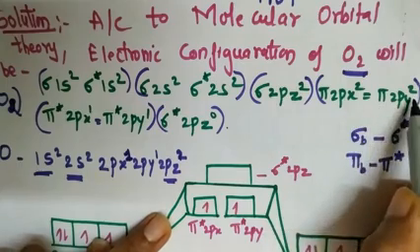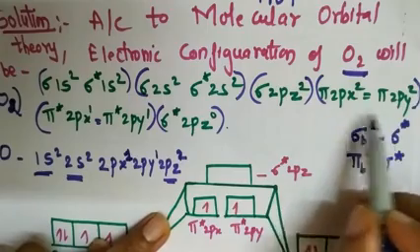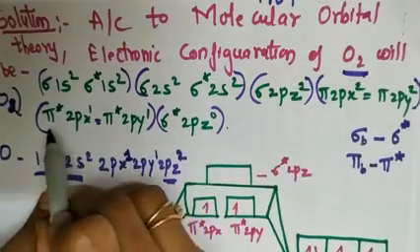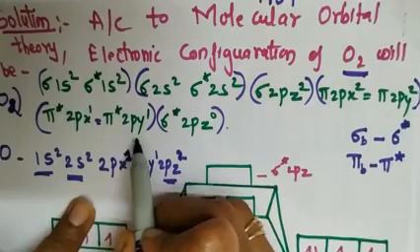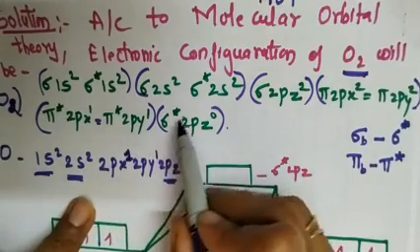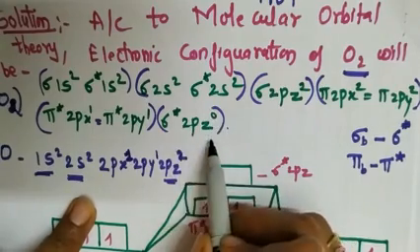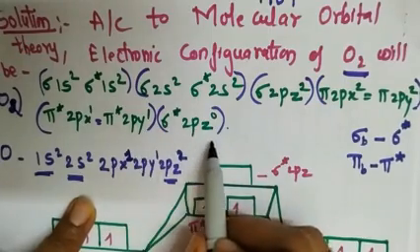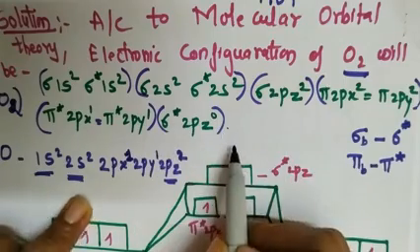Then according to the energy level comes pi 2px2 equals pi 2py2. These are all bonding, and the pi orbitals have the same energy, so the equal to sign is there. Then comes pi star 2px1 equals pi star 2py1, and then sigma star 2pz0, where 0 is given because it is empty. Here 16 electrons are completed, and this subshell is empty. I hope this electronic configuration is understood by everyone.